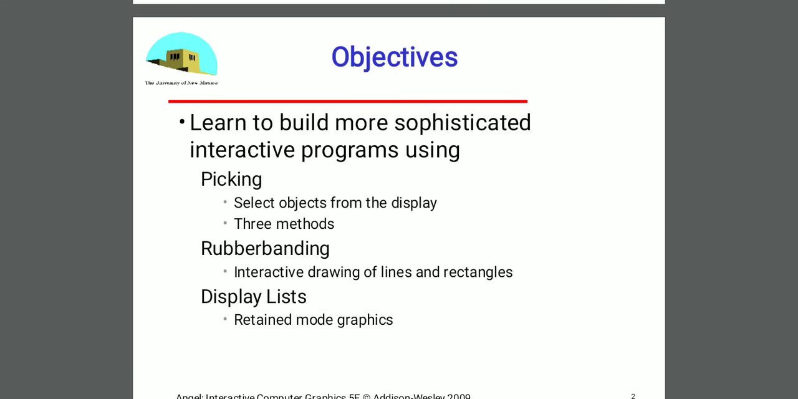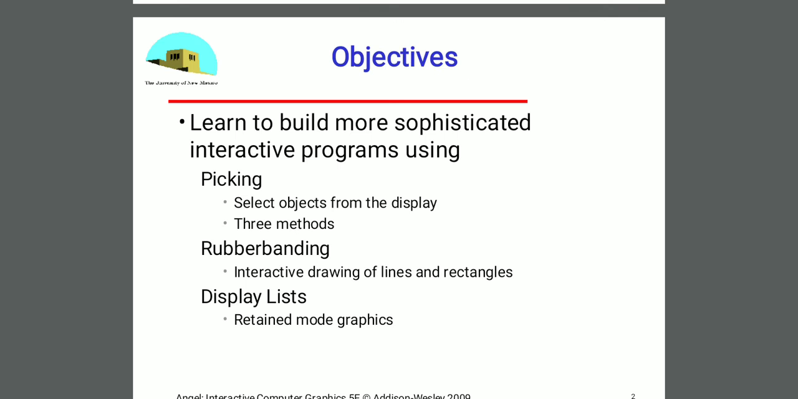The objective of this topic is we are going to learn to build more sophisticated interactive programs. What is an interactive program? Normally with websites or any app we are interacting, we are giving input, we are getting some response. So input, output, interactions are there, but in OpenGL we have very few interactions.